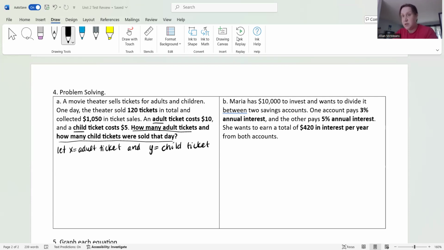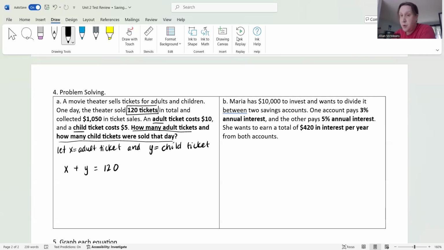Now we have two things that are happening. We have the number of tickets sold and the amount of money brought in from ticket sales. If we take the number of adult tickets and add it to the number of child's tickets, we know that 120 tickets were sold total. So that's our first equation, based on the information given here.